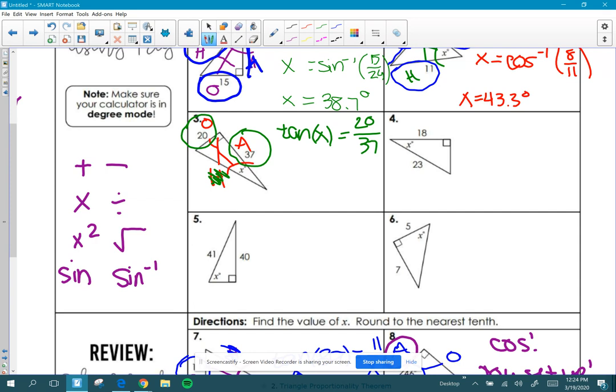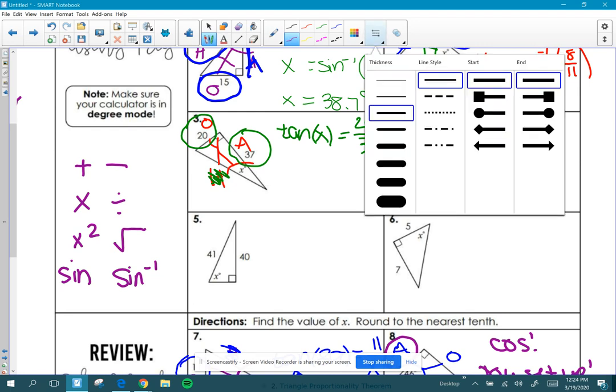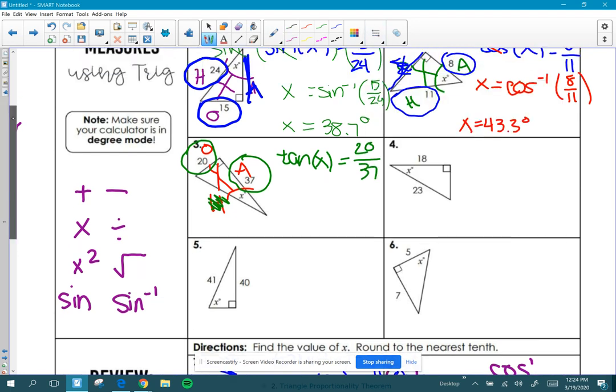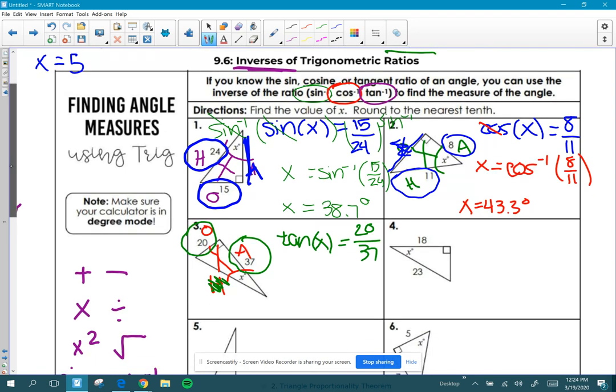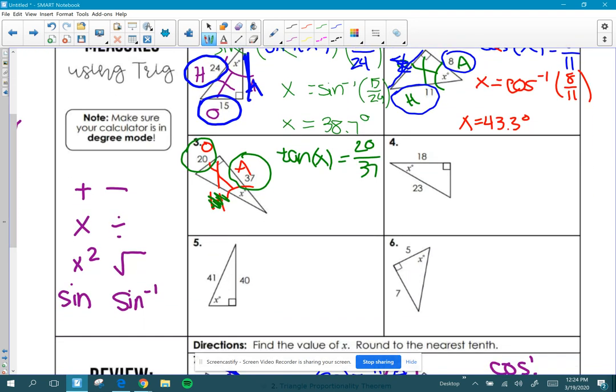I need to cancel the tangent. Well, the inverse of tangent is tan to the negative 1 right here. So that's what I'm using. If I apply that to the left side, it's going to cancel, and I'm left with just X equals, on the right side, tan to the negative 1 of 20 over 37. Again, I'm almost done. Now I just need to plug this into the calculator and get an actual number for that angle measure.